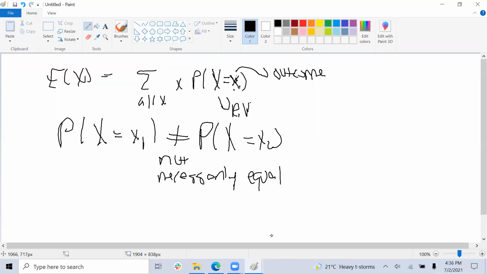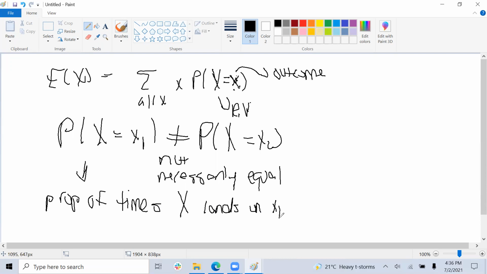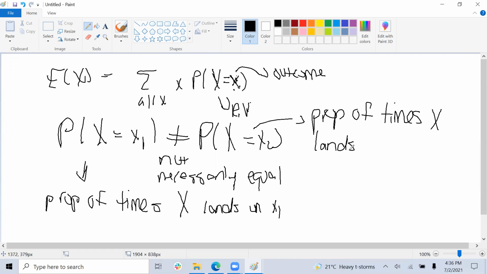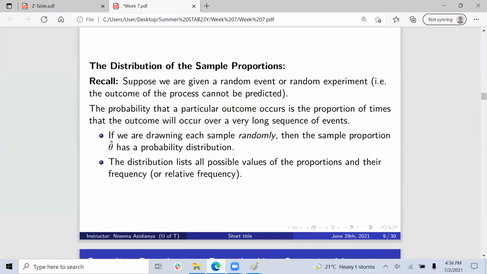So the probability that X is equal to x1 is saying the proportion of times the random variable X lands on little x1, right? Whereas this one is the proportion of times X lands on little x2, right? So this is changing. They don't have the same frequency basically.